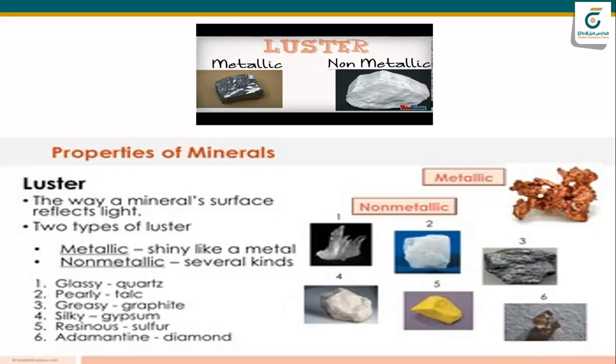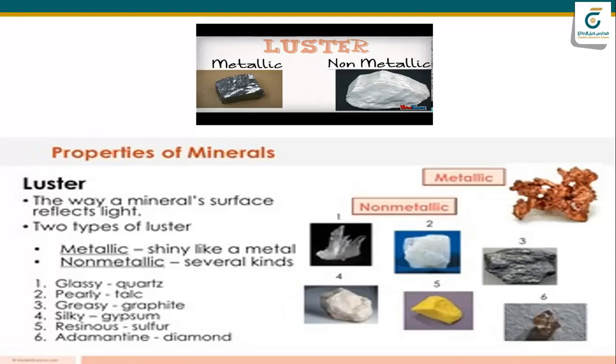source of light. So the two types of luster, like I said, are metallic, which is shiny like a metal, and non-metallic, and there are several kinds of non-metallic. You may find glassy, like the mineral quartz. You may find pearly luster like talc, greasy like graphite.